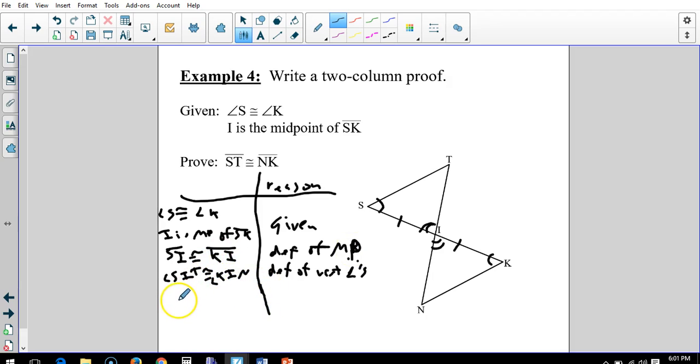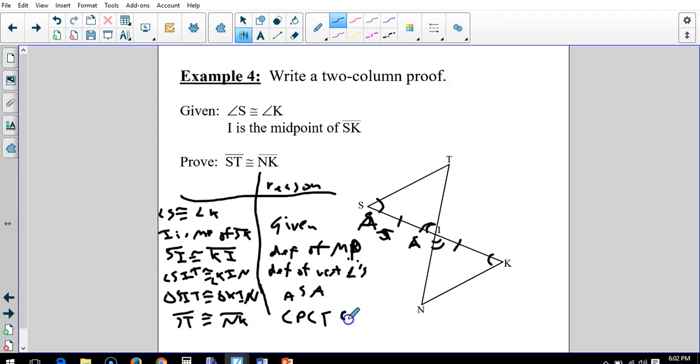Now we can say that triangle SIT is congruent to triangle KIN by angle side angle. Got a little backwards there. And now, because of that, we can say line segment or side ST is congruent to segment NK by CPCTC.